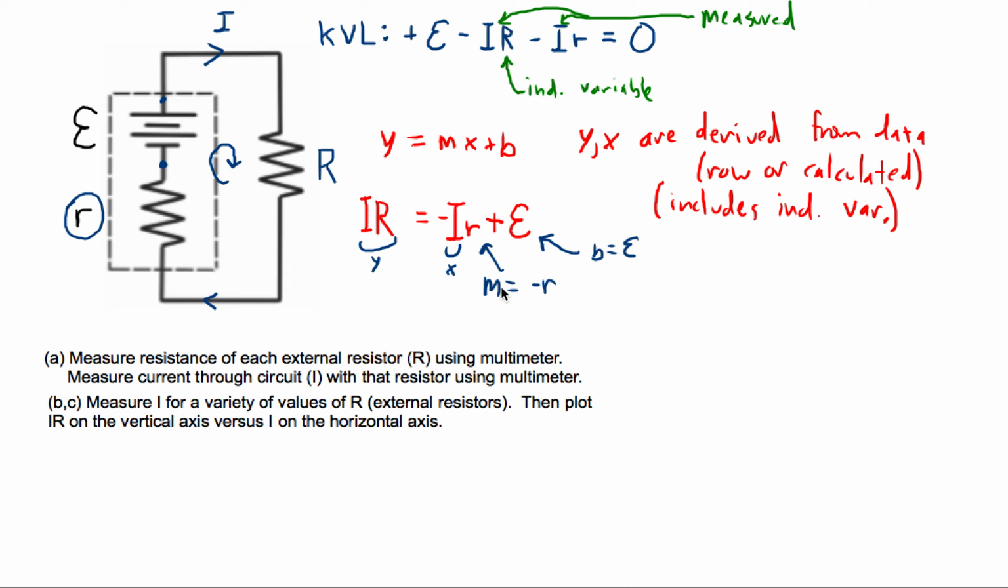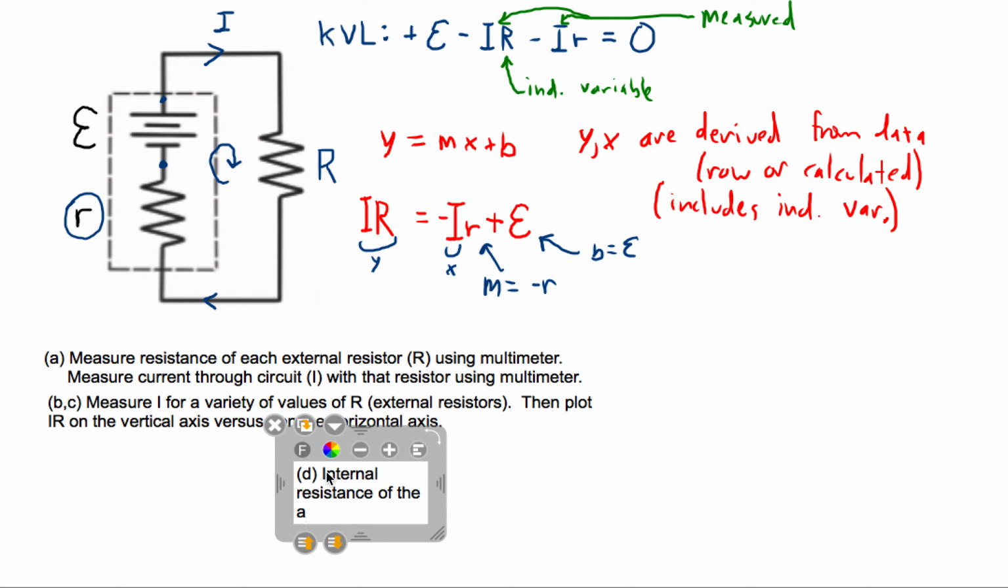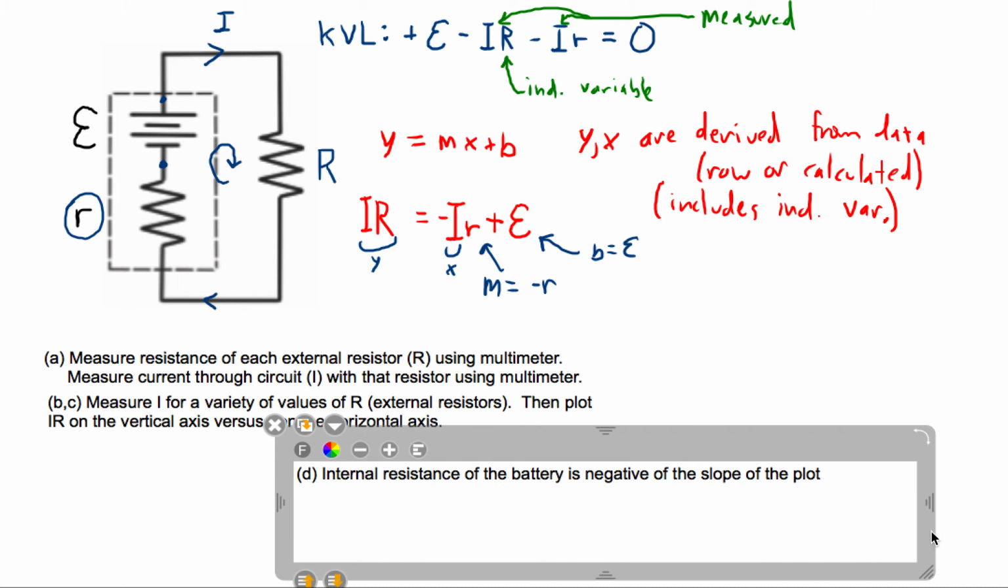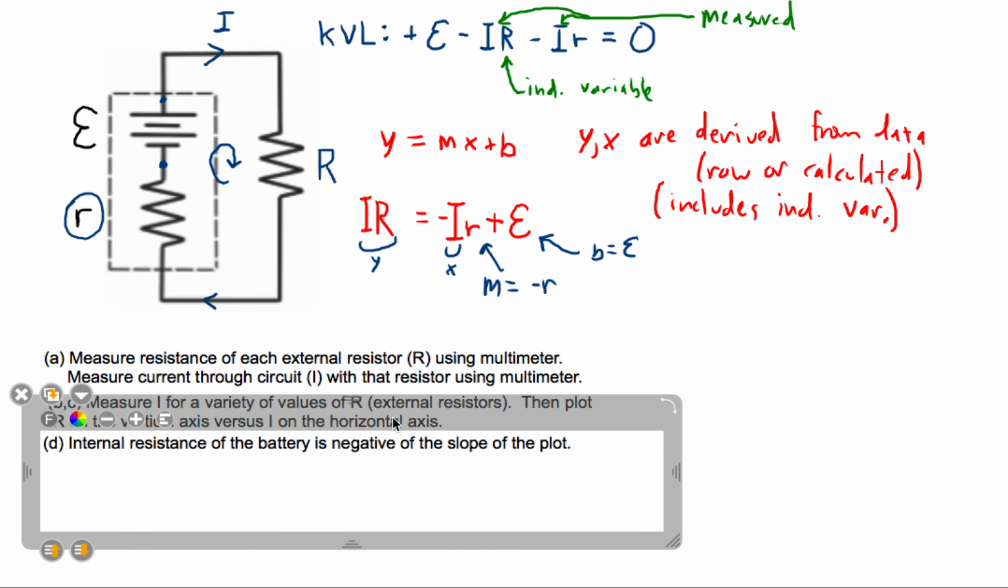Again, right here it is. There's the answer, m equals negative r. So why can't I? There we go. Okay, D. The internal resistance of the battery is the negative of the slope of the plot. That's the easiest way to explain it.